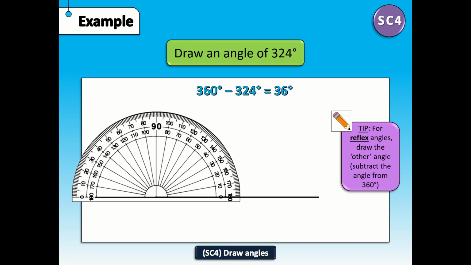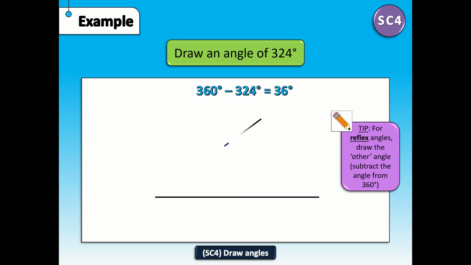So we measure 36 degrees, which would be there, and we mark that on. And then we draw our line. So the inside, remember, is 36 degrees, which means the outside must be 324 degrees. So there's our 324 degree angle.